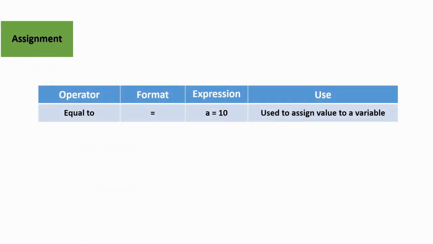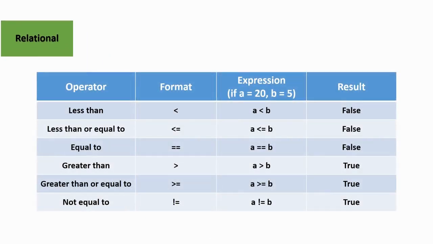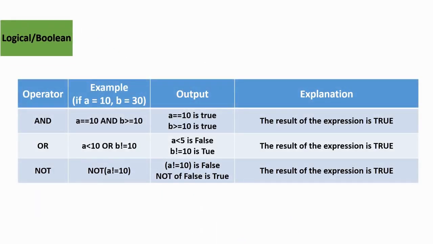Assignment operator. This operator is used to assign values to variables. Relational operators. These operators are used to establish relation between operands. The use of these operators are shown in the table. Logical Boolean operators. These operators are used to establish the truth of a statement. The use of these operators are shown in the table.